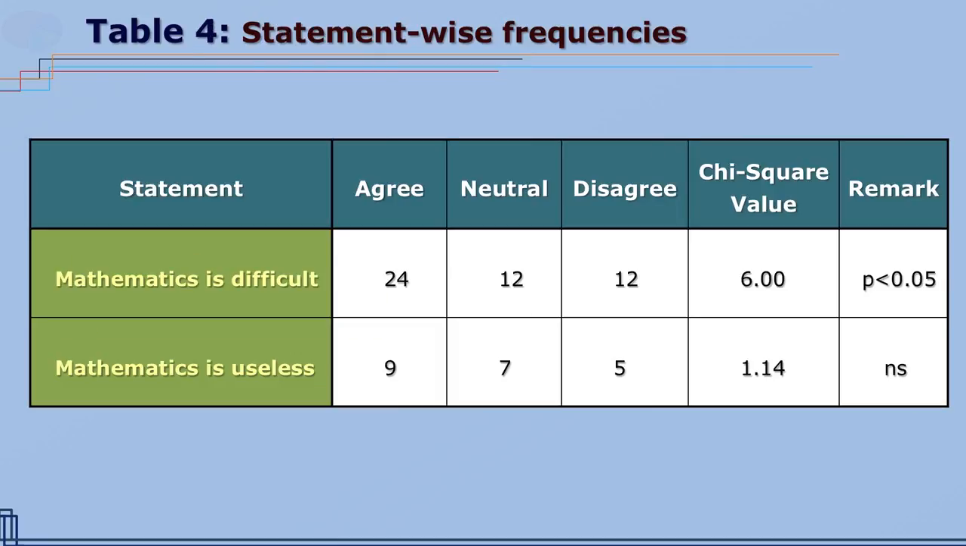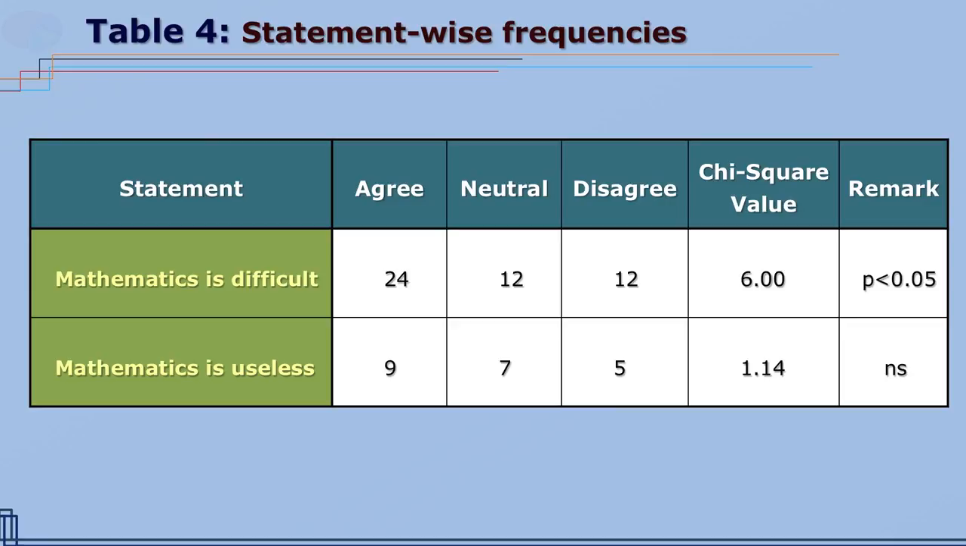From table 4, it is evident that the chi-square value for the statement, mathematics is difficult, is 6.00, which is significant at 0.05 level with DF equal to 2. It shows that students' reaction differs significantly. Thus, the null hypothesis that there is no significant difference in reaction toward mathematics of students is rejected. Further, the majority of students agreed that mathematics is difficult. It may therefore be said that students perceived that mathematics is difficult.